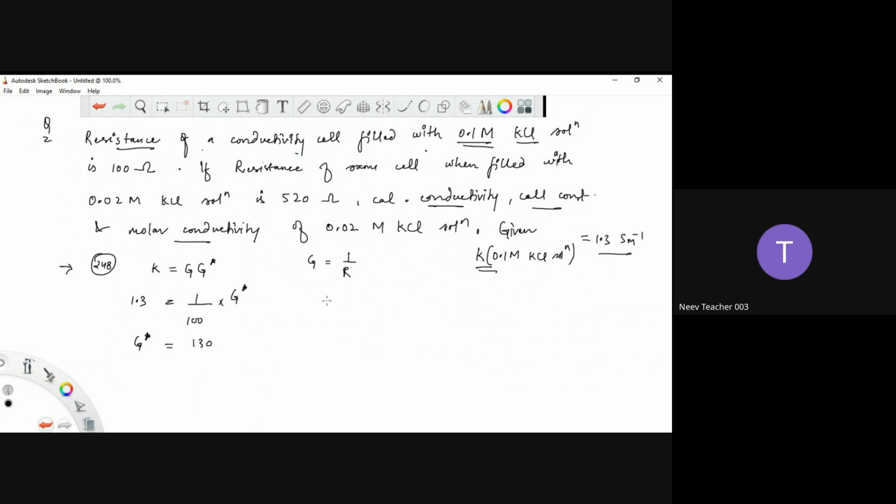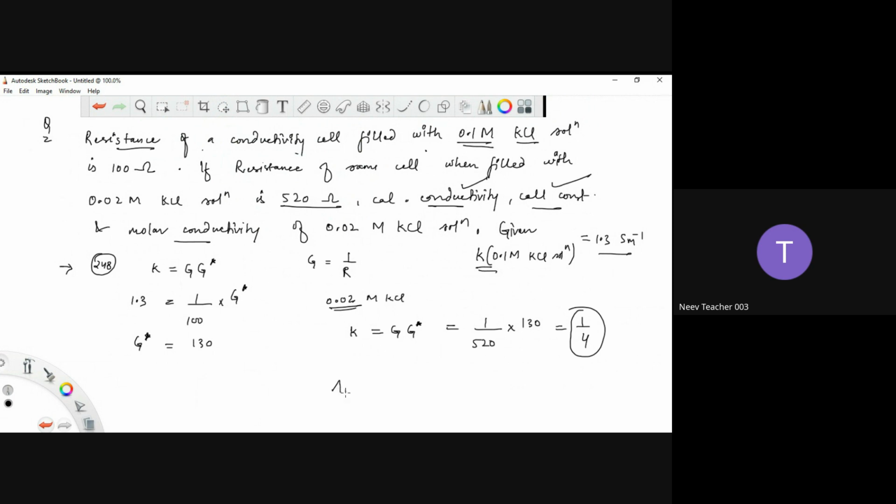Now for the second cell, which has 0.02 molar KCl. For this, conductivity will be what? G into G star again. You have G star. What is G? Again, 1 by R. So 1 by 520 into 130. So it comes out as 1 by 4. So we have calculated conductivity as well for this solution. Fine. So we have calculated conductivity, we have calculated cell constant.